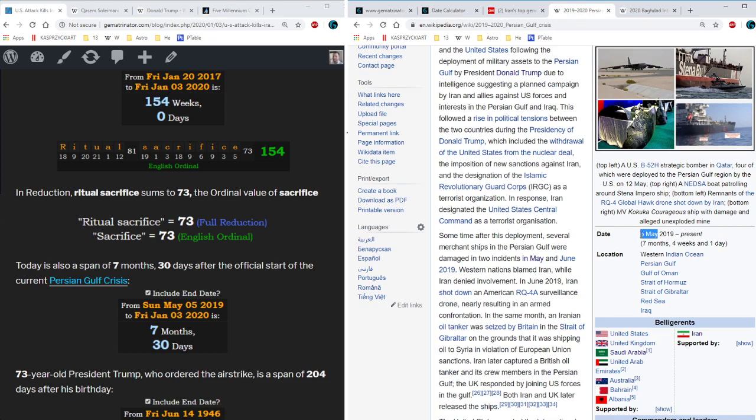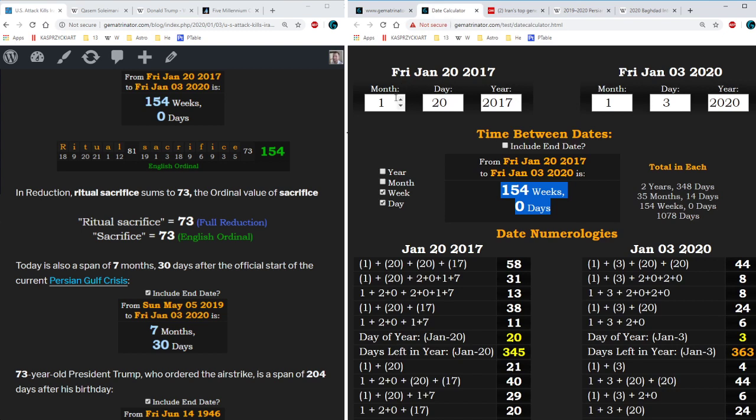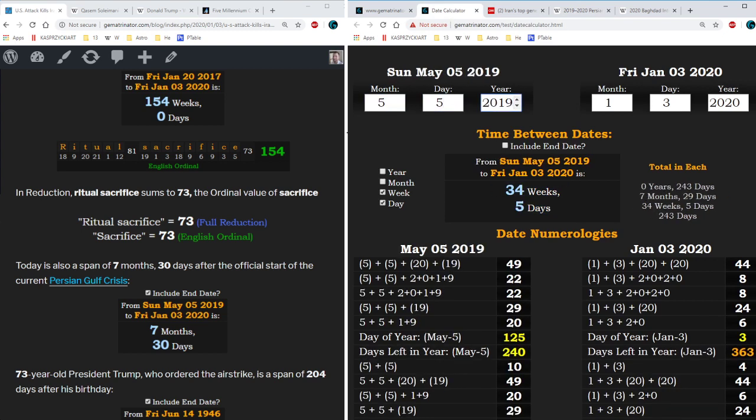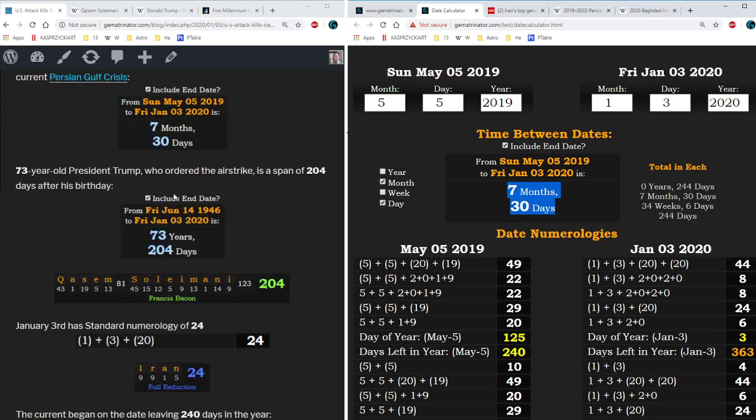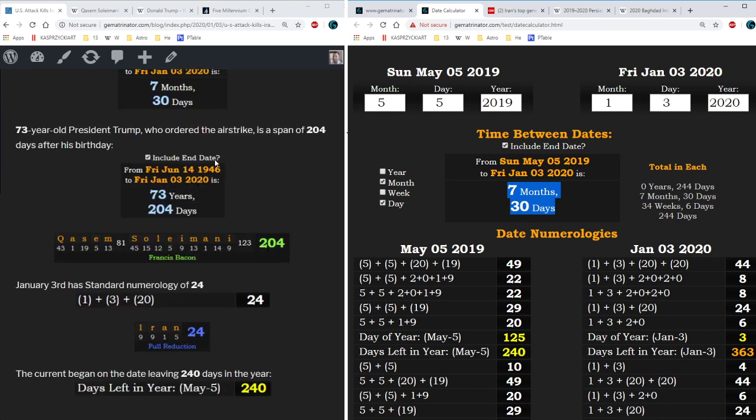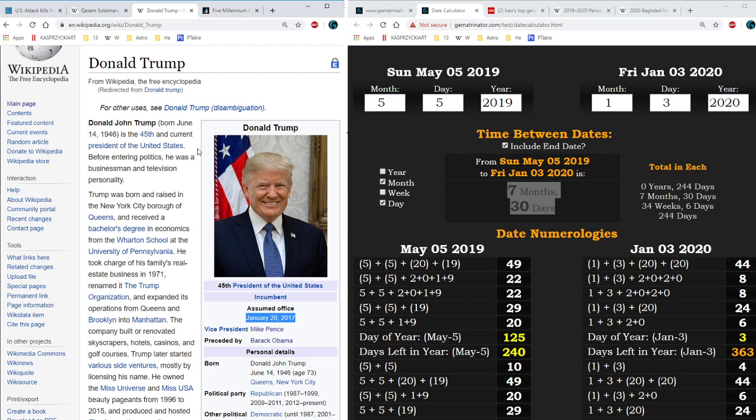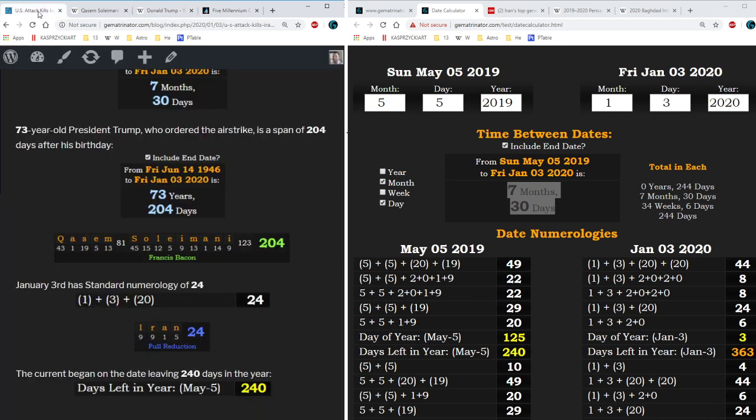The Persian Gulf crisis began on May 5th of 2019. Measuring from that date to the date of the airstrikes is a span of exactly 7 months and 30 days. While the date that politicians took office is almost always extremely significant, the other significant date is going to be their birthday.